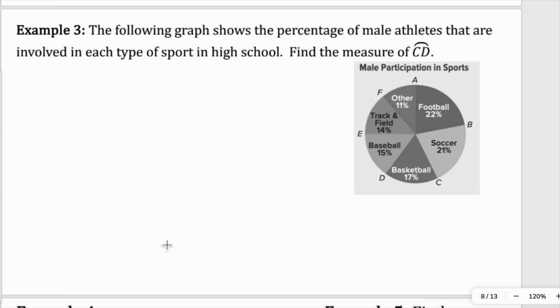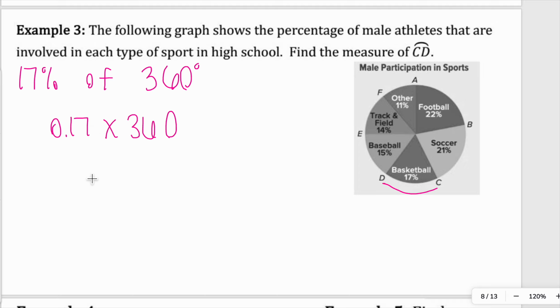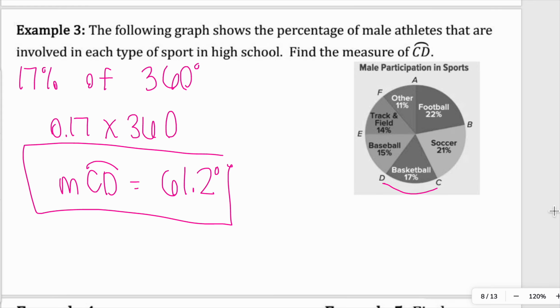Okay. Example 3, the following graph shows percentage of male athletes that are involved in each sport in high school. Find the measure of CD. CD is here, and that is 17%, but I want to know the measure of it, so that's the degrees. So I'm going to take 17% of 360, so 0.17 times 360. I'm going to get the measure of CD's arc is equal to about 61.2 degrees. So we're just finding percentages out of that 360 degrees.